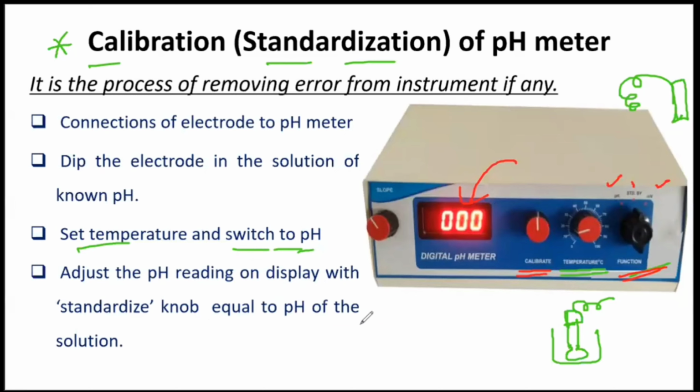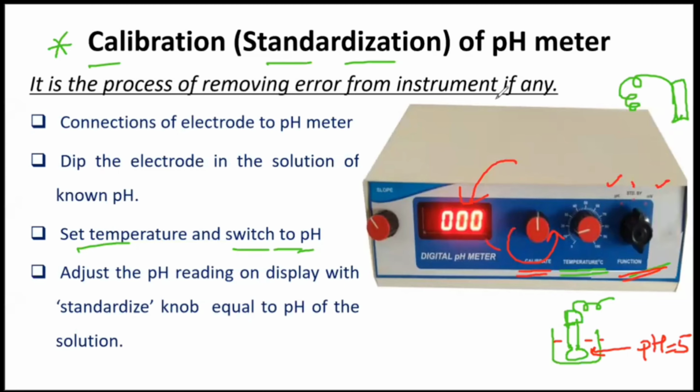For example, this solution we have taken, and suppose it is having the pH of 5. So we have to adjust the reading. If the reading is 5, then it is okay. If it is not 5, if it is slightly less or more, then with the help of this calibrate knob, we can rotate it either clockwise or anti-clockwise, and we have to adjust the reading to 5 pH, and then we can say the instrument is set. In this way, there is a calibration of instrument or standardization of instrument. That's it. So this is the standardization process or calibration process.